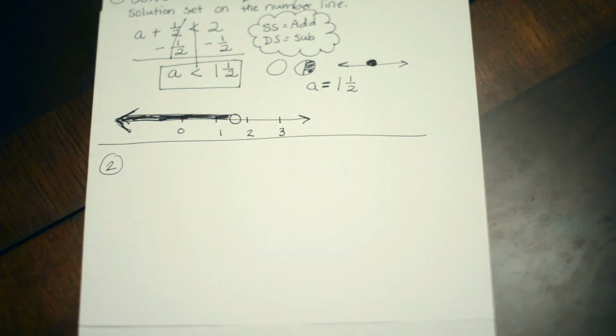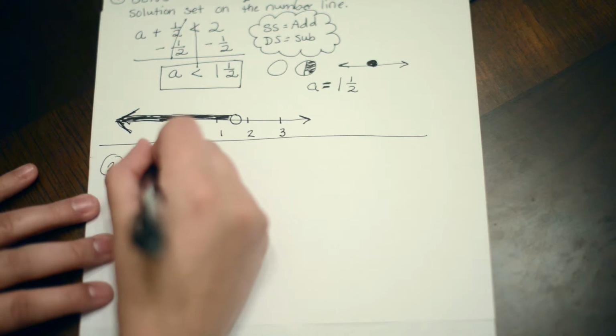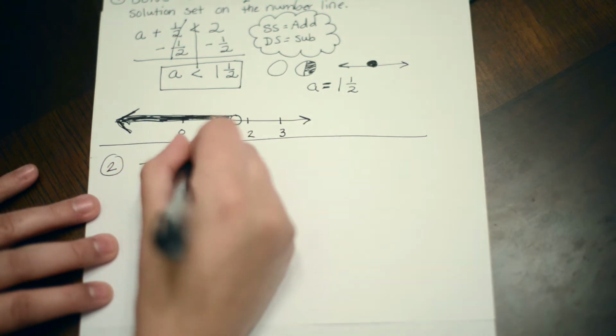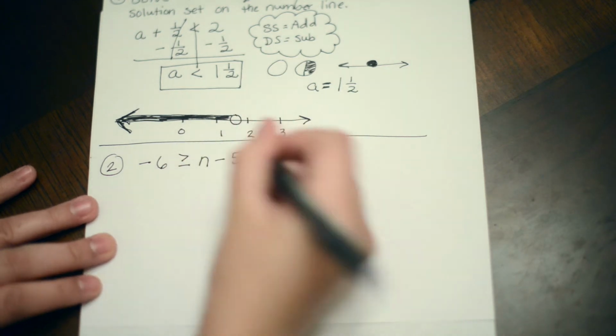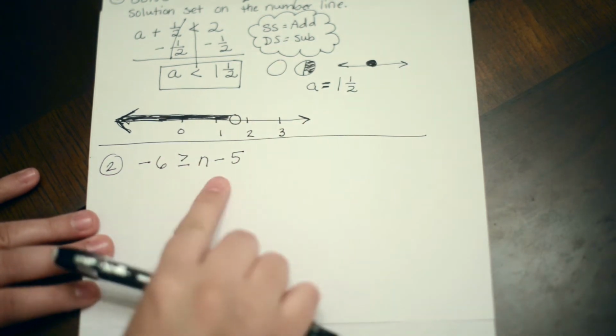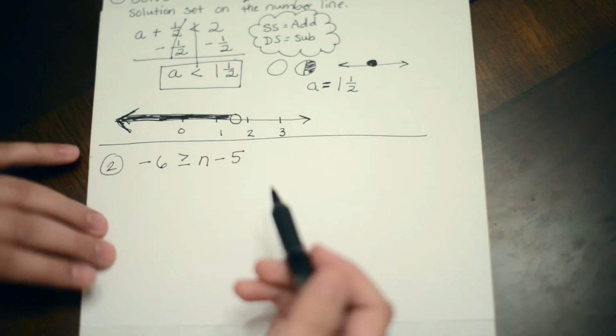Number 2. We're going to do the same thing. You have -6 is greater than or equal to n minus 5. What we're going to do is we're going to solve the inequality and then we're going to represent the solution set on a number line.